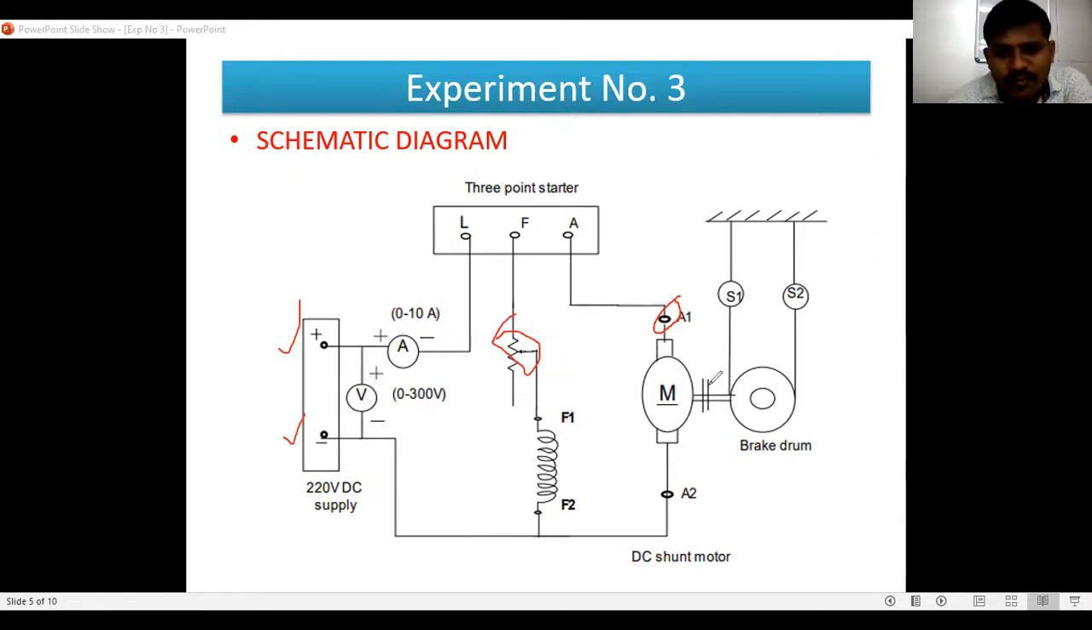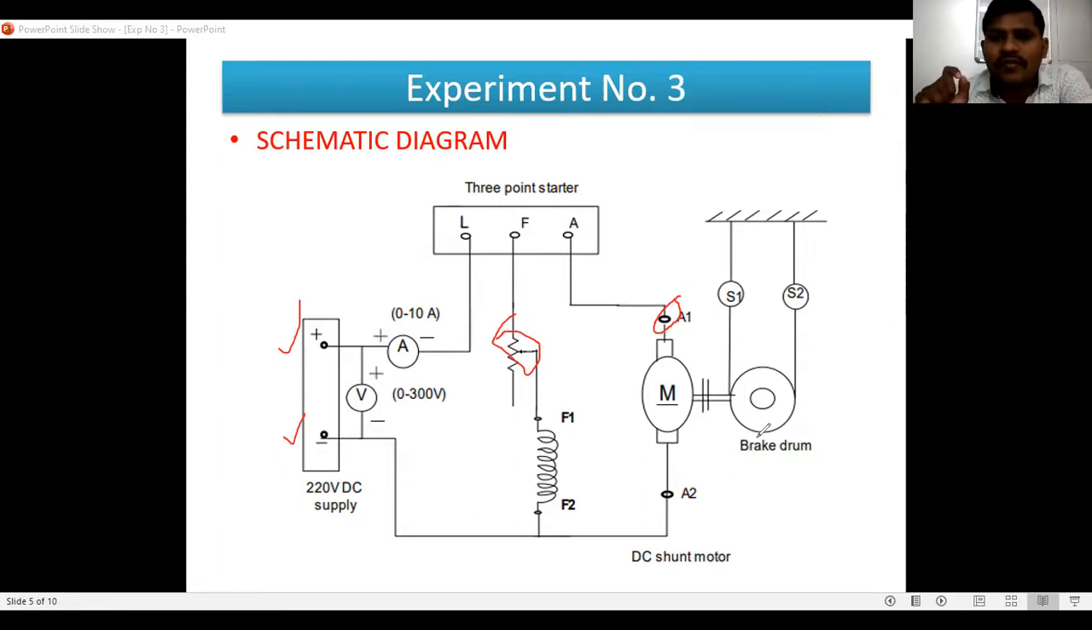Now, what is mechanical loading, or direct loading? The mechanical output of the motor, the shaft, has a drum attached to it. Here, using a brake drum arrangement, we apply a force on that pulley, or drum.